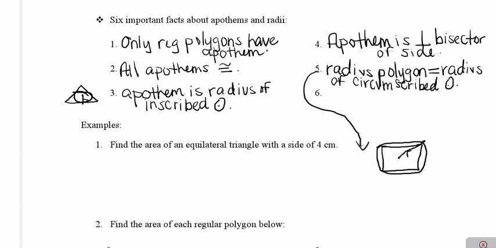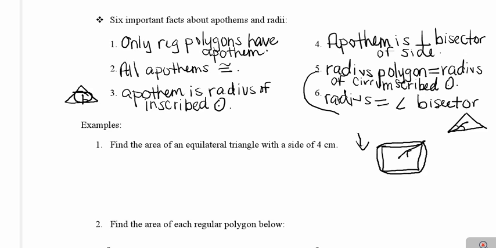The last thing you need to know about apothems and radii is that the radius of a regular polygon is the angle bisector of that polygon. So when you draw the radius of your regular polygon, that is always going to bisect the angle, divide it into two congruent angles. So keep these things in mind as you're trying to solve different things involving regular polygons.